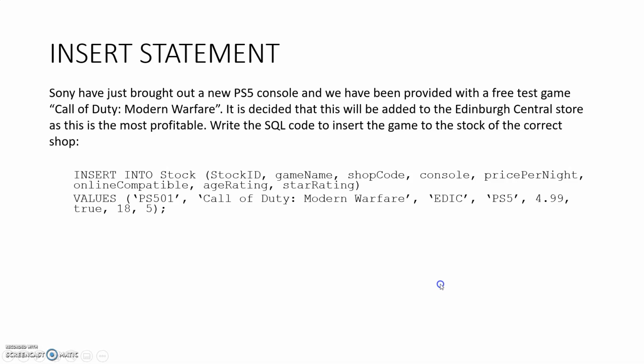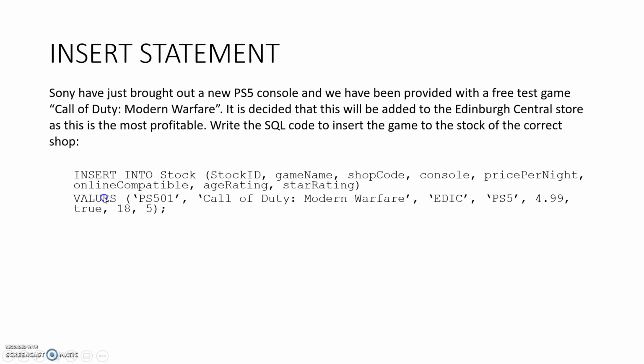If you are ever entering something into a database where maybe one or two of the fields aren't required and you're not filling them in, it is really important to list all of the attributes or all of the fields that you're going to be filling in and in the correct order. It's really important that each of these attributes match up with the one below. So we've got stock ID, that's the value that's been inserted, game name, that's the value that's been inserted, shop code, that's the value, so on and so forth, okay?